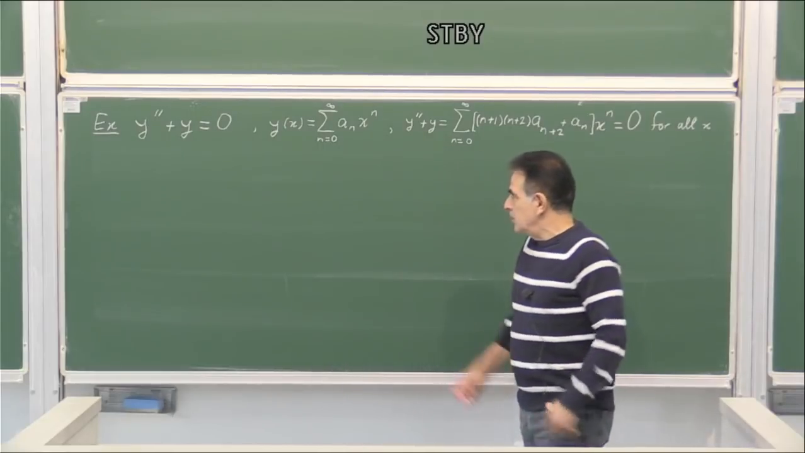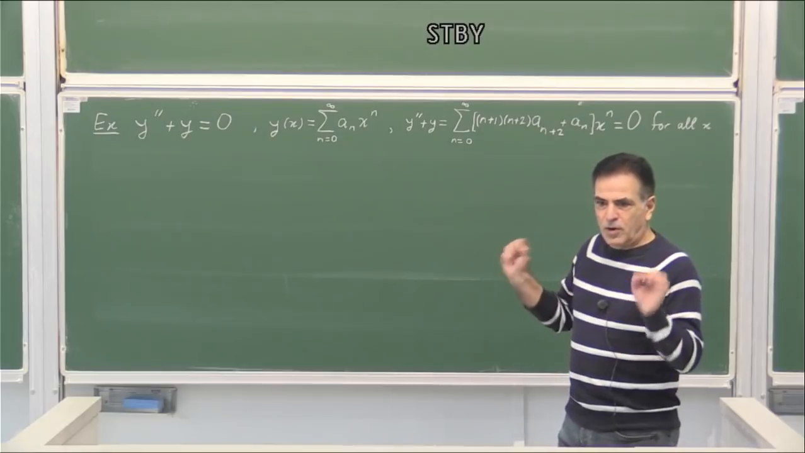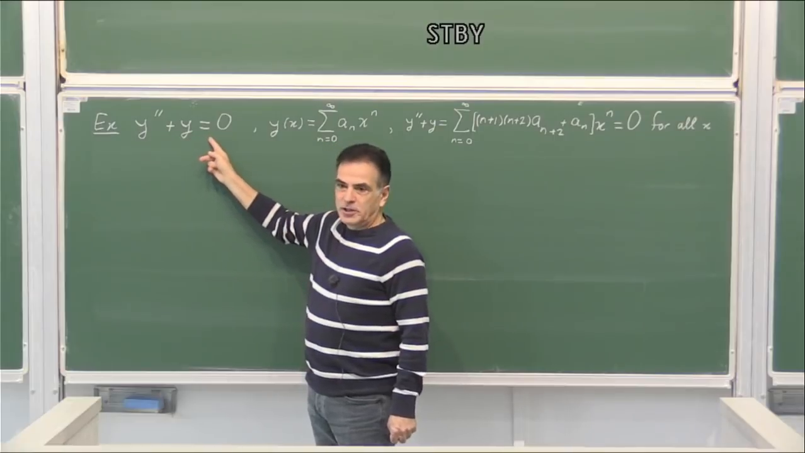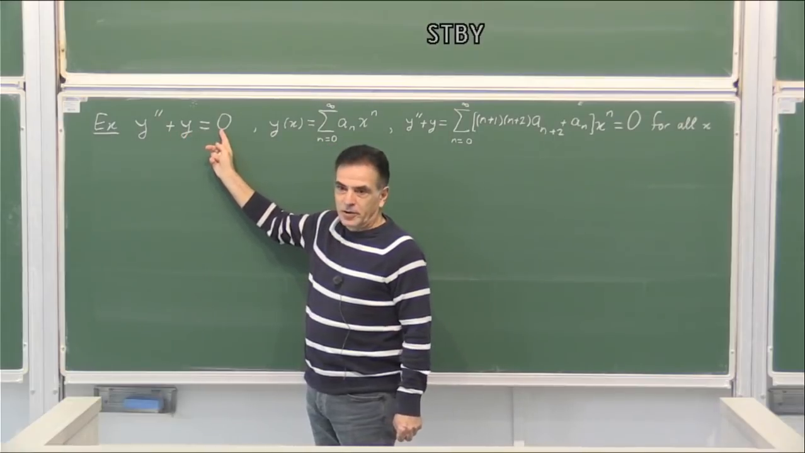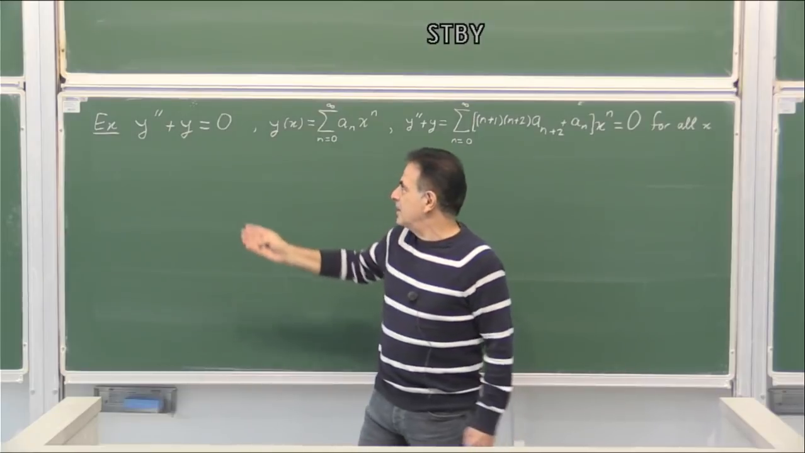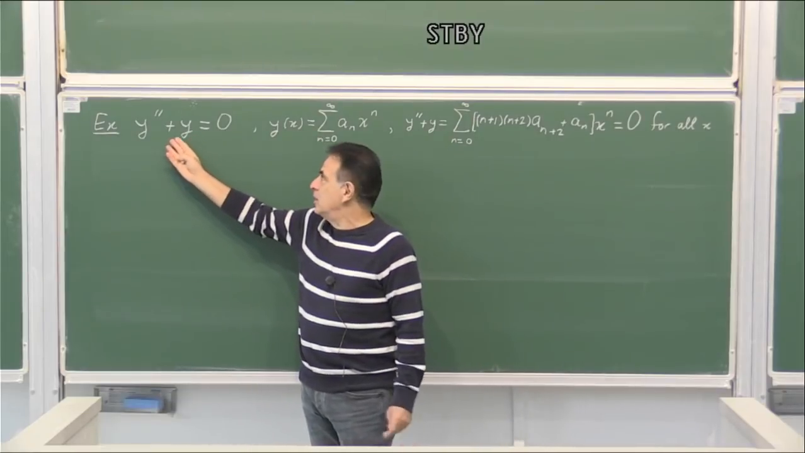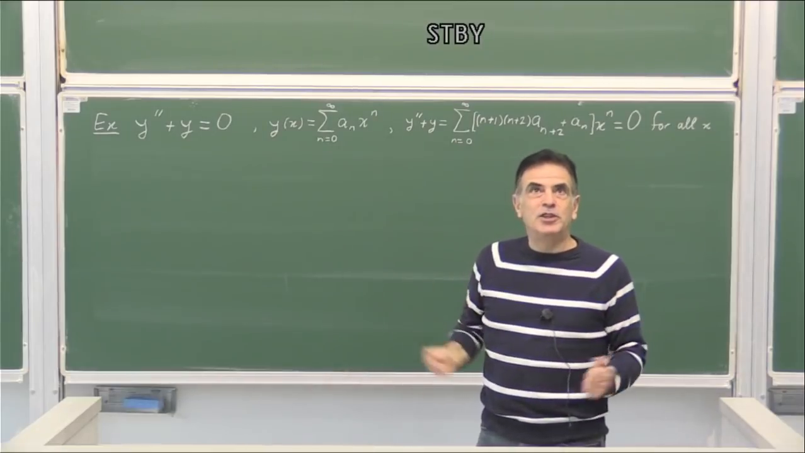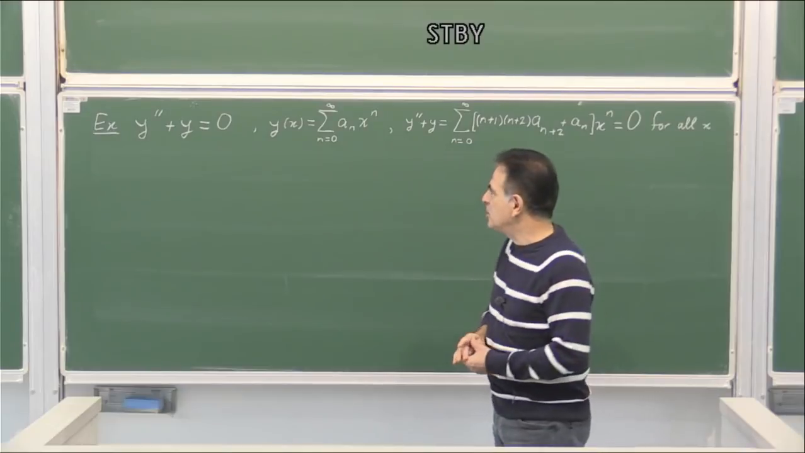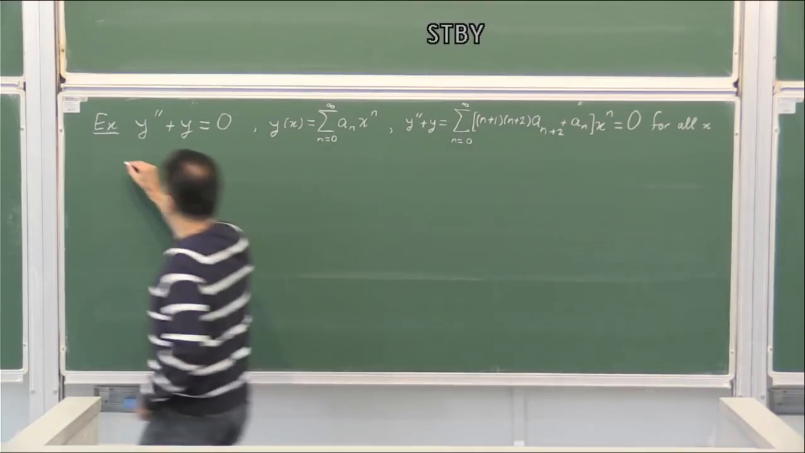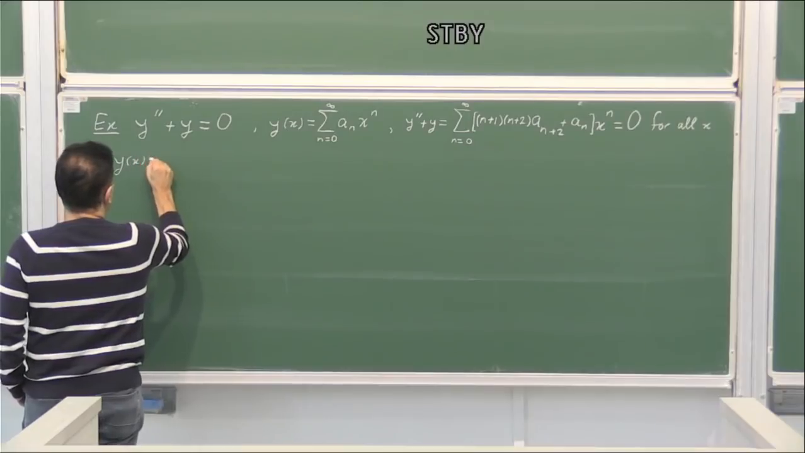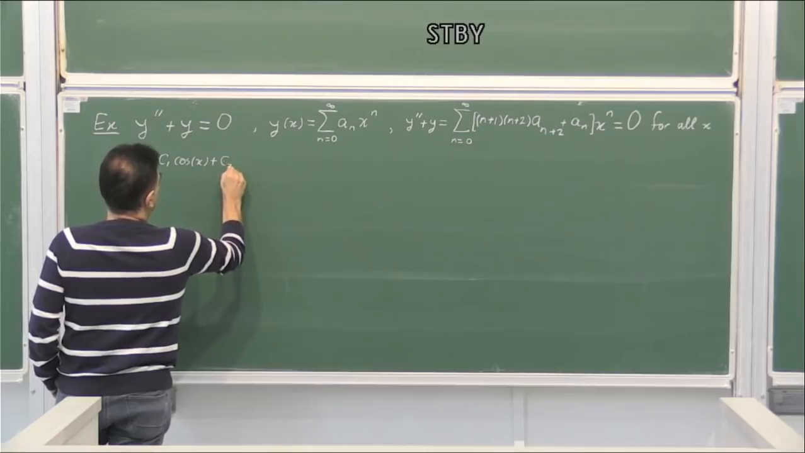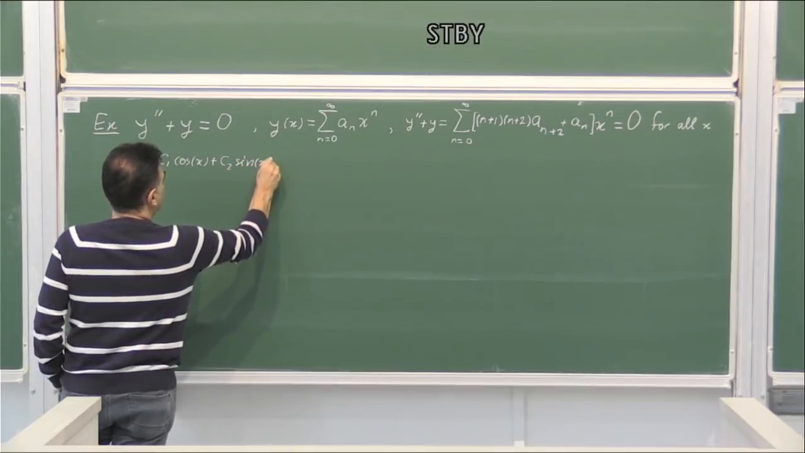Okay, so let us review what I did. We try to solve this equation, y double prime plus y equal to 0. And as we stated, it is a trivial example because the two solutions are very well known. The equation is an equation with constant coefficients, and the general solution is very well known, which is in fact c1 cosine x plus c2 sine x. Good.